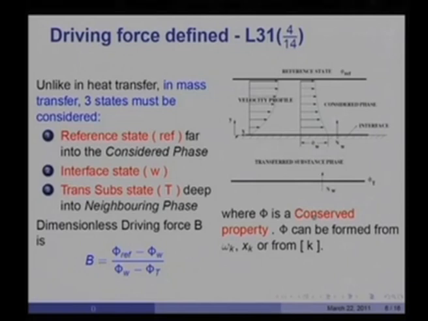Now, I will explain what conserved property is in a short while, but phi can be formed from mass fraction of k, it can be formed from mole fraction of k, it can be formed from concentration of k, but as I said, we would always prefer to use mass fraction of k in all our development. So, note this definition of B, which we shall repeatedly encounter. It is a dimensionless driving force of the quantity of a property in the infinity state, in the W state, and in the transferred substance phase.